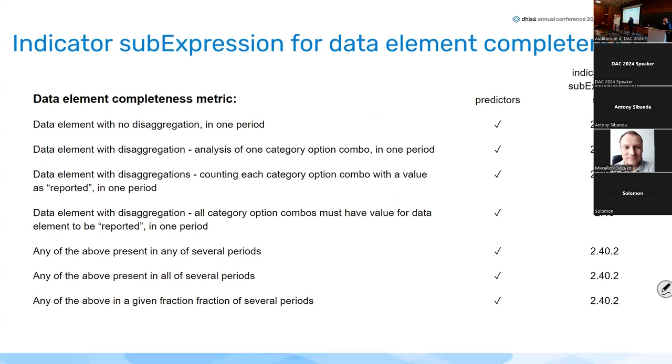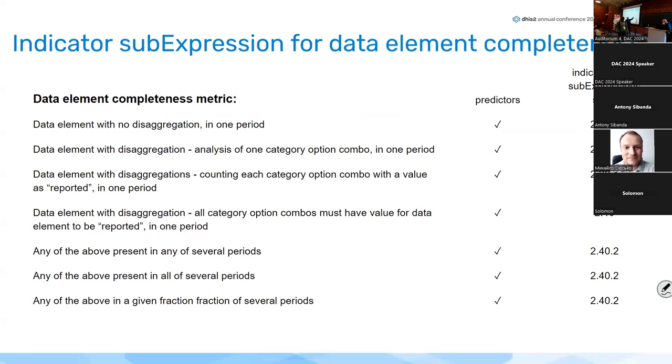Anyway, if you wanted to look only for a single data element in one period, you've always been able to do that with predictors. We have our first implementation of subexpressions that could do that in 2.38.1. It didn't quite make it in time for the feature freeze for testing for 2.38, so we held it over and put it in 2.38.1.